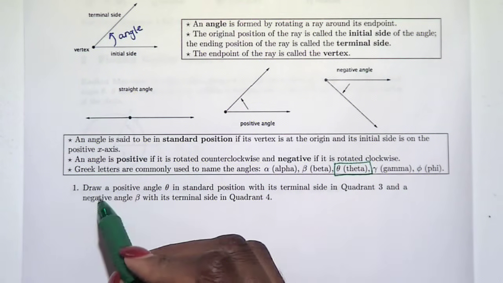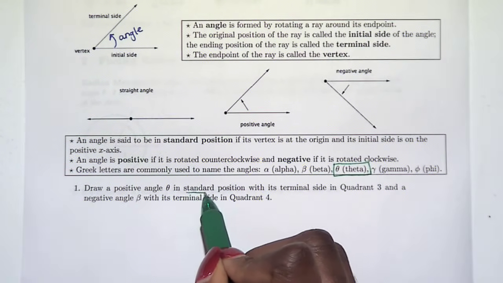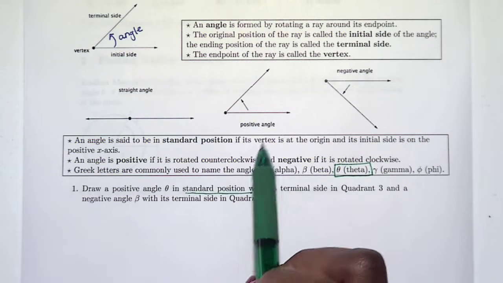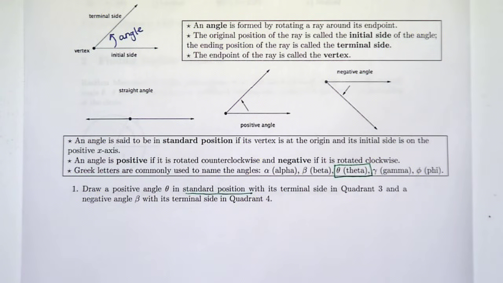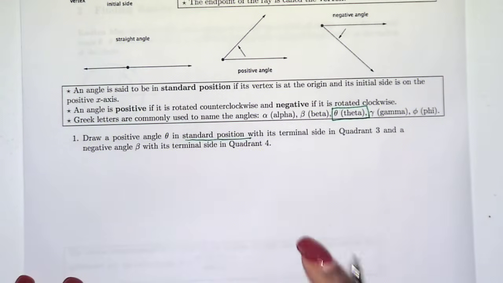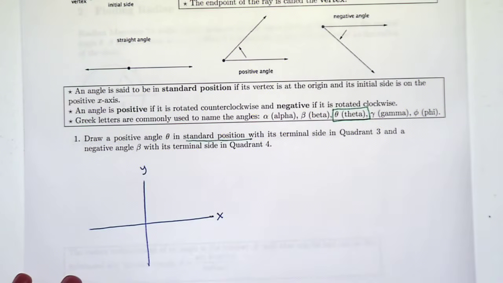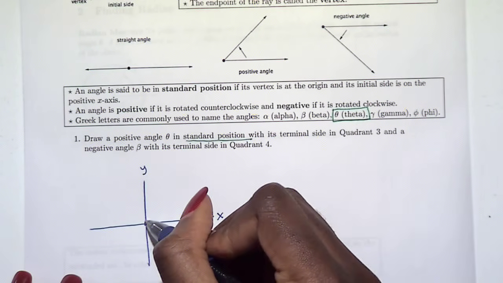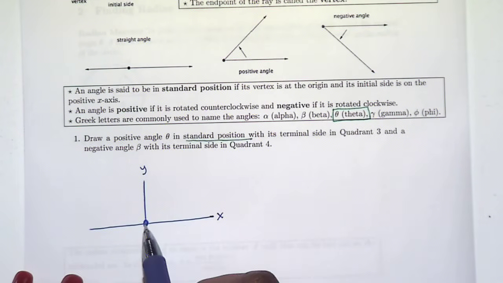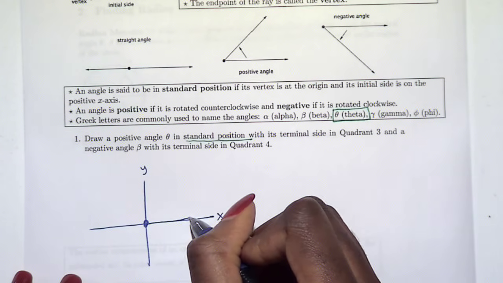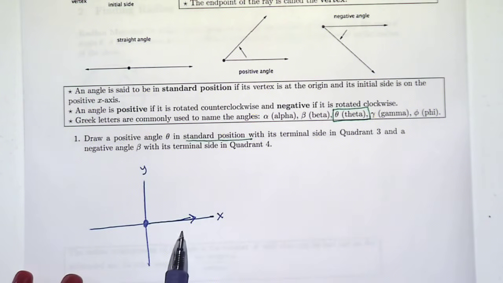So first thing we note, we want a positive angle theta in standard position. So let's remind ourselves what that means. It means the vertex of our angle is at the origin. So we can draw an XY axis. All right, and so for our angle, the endpoint needs to be at the origin. Its initial side is on the x-axis. That's how you know it's in standard position.